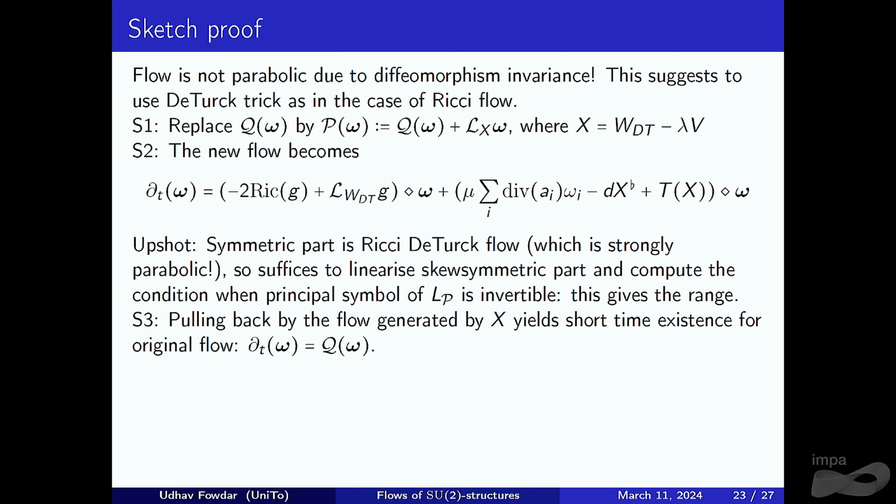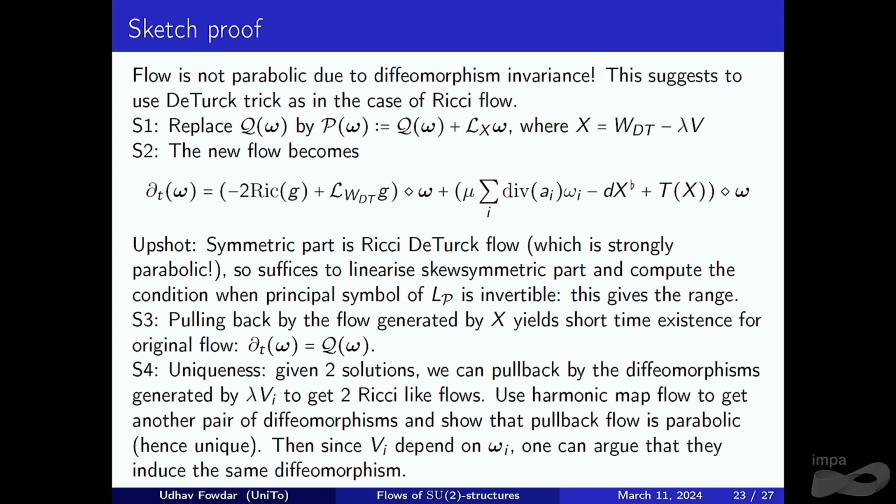So you get a solution to your original flow simply by pulling back by the diffeomorphism generated by this vector field here. Okay? And for uniqueness, you can essentially argue in a very similar fashion as in the case of Ricci flow. So what you do is, suppose you have two different solutions, you can pull back by the diffeomorphism generated by this vector field, a priori different, V1 and V2, you pull that back. Now the new flow you get will satisfy some sort of Ricci flow, by which I mean that on the symmetric bit, it's going to have some Ricci term.